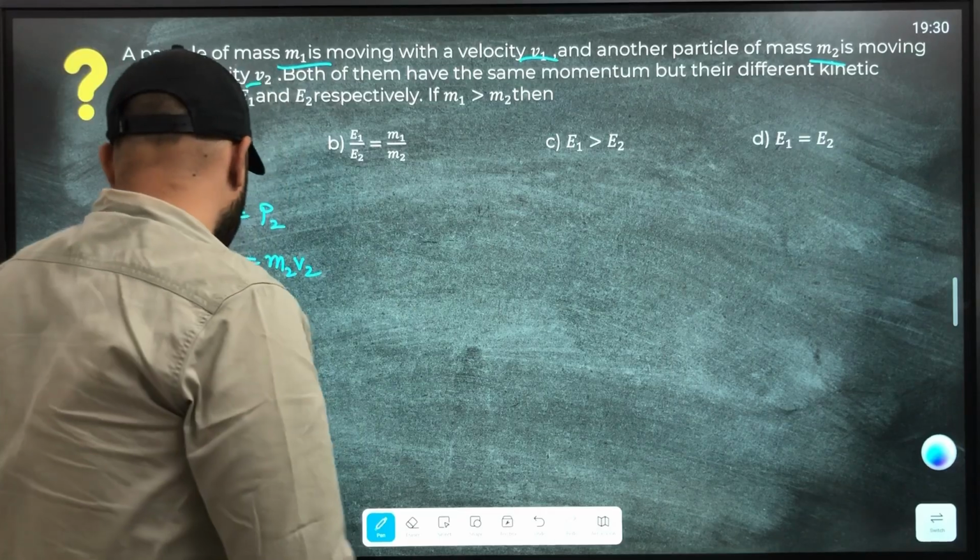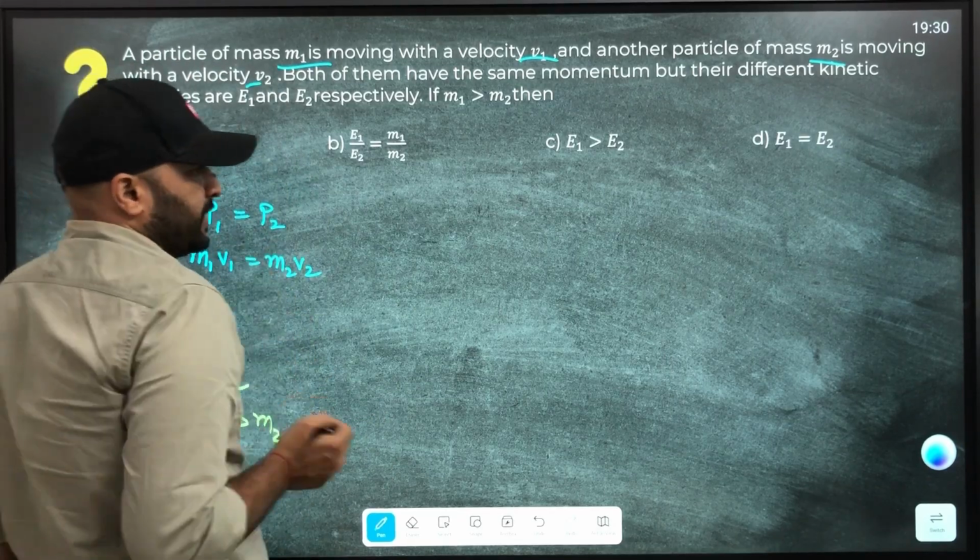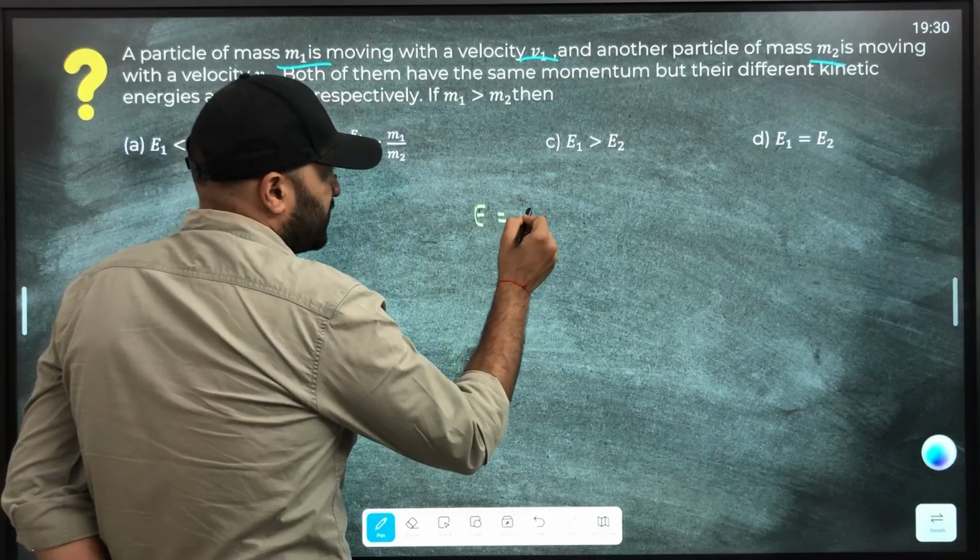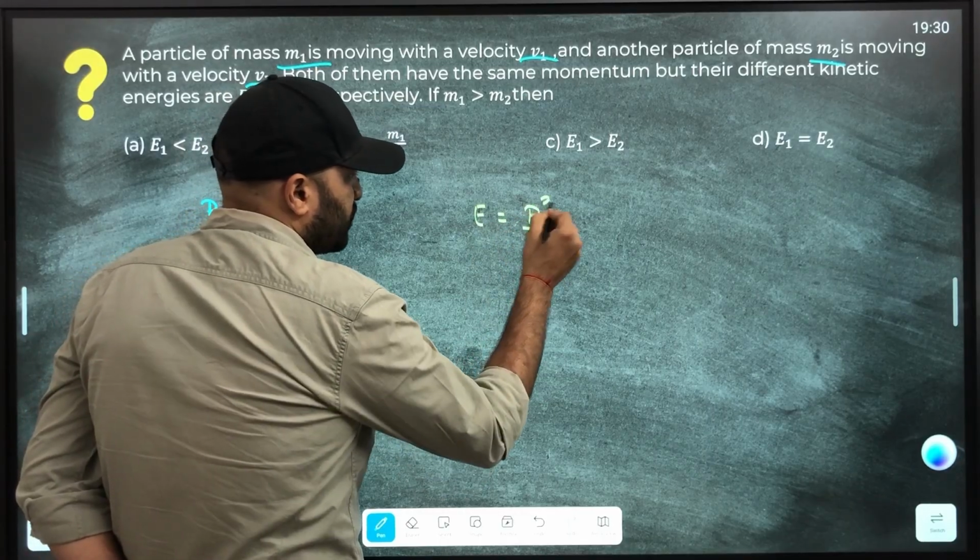Clear? Now we know that kinetic energies are different and momentum are the same. So first let me write the relation between kinetic energy and momentum. So E equals P square by 2M.